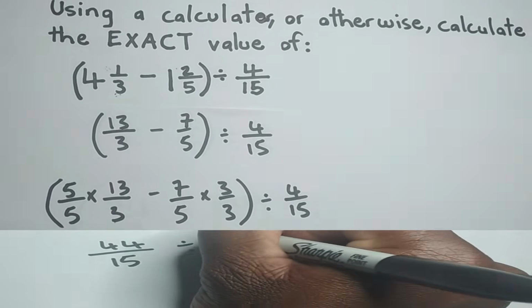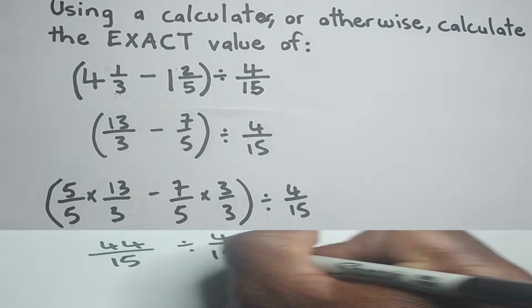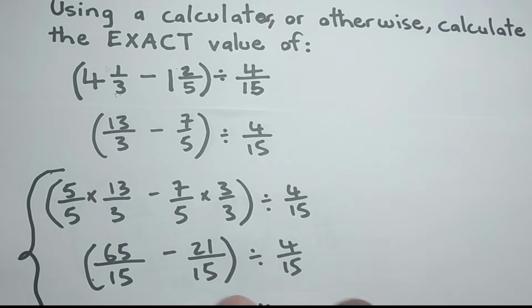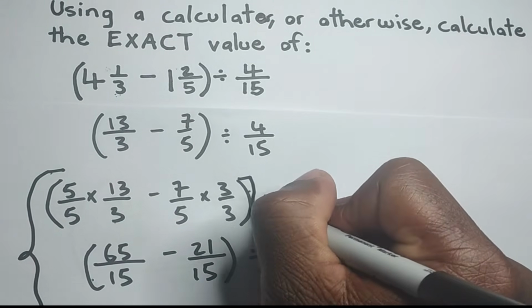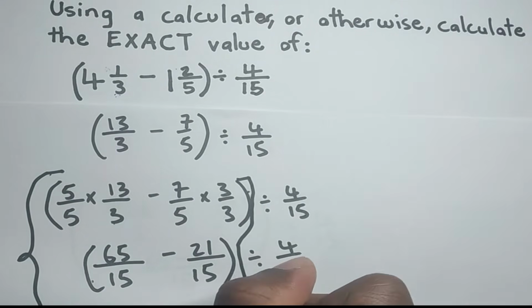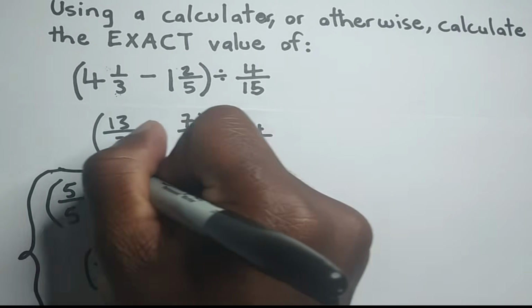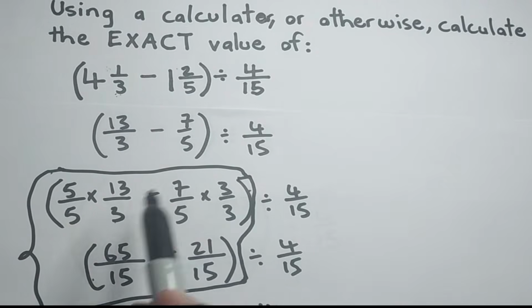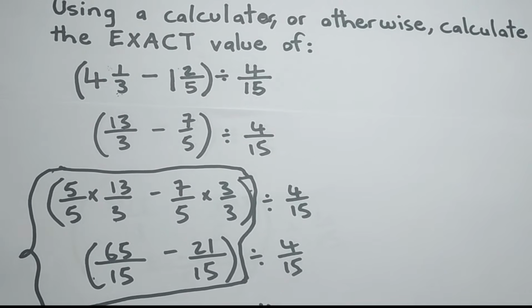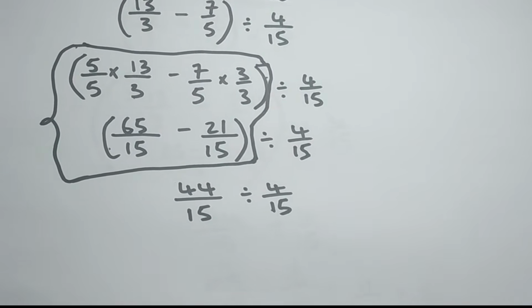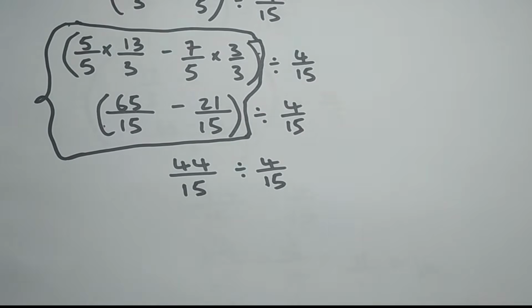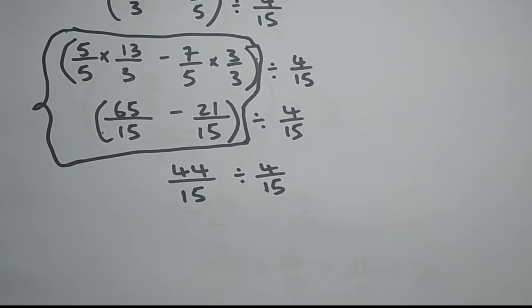If you're not comfortable with this move that I made, let me just box it up. You can always use the LCM method to work that part of it. If you use the LCM method, you will obtain the same 44 over 15 right here. So what I'm going to do now is to actually finish this.